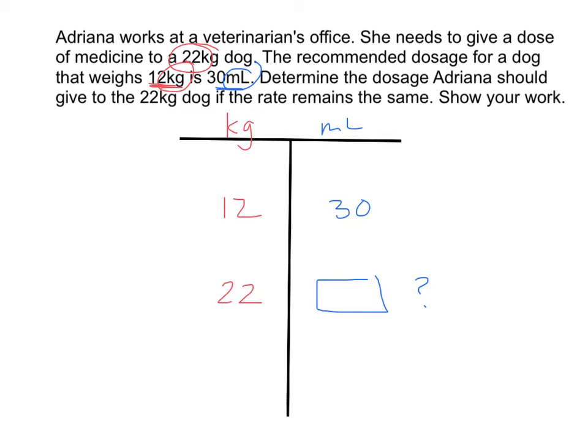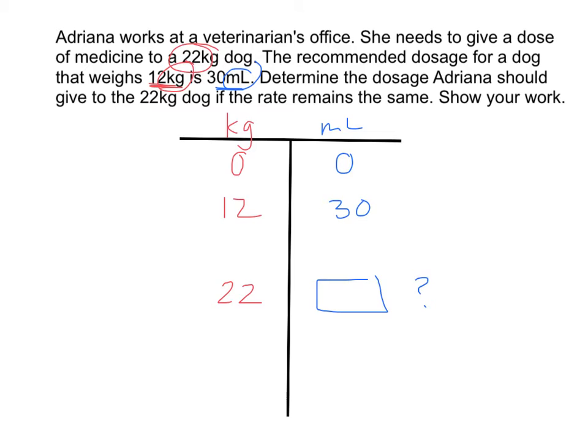Do you think there's other data that you could represent in this table? What if I said that the dog weighed 0 kilograms? That means the dog's non-existent. How much medicine would it need? That's right, 0. There's some more information we can add.